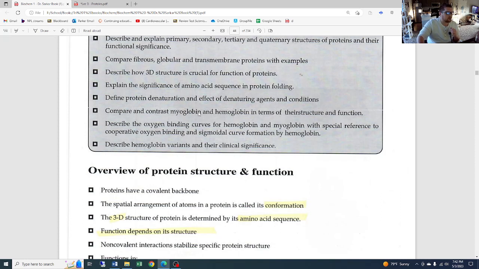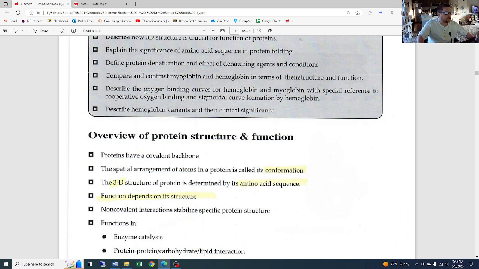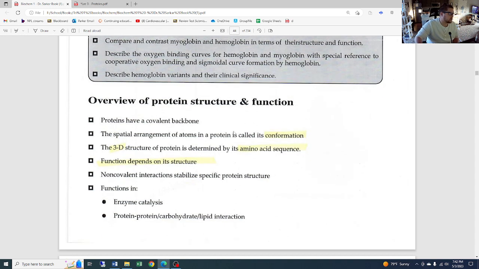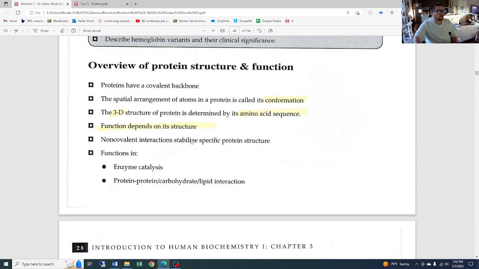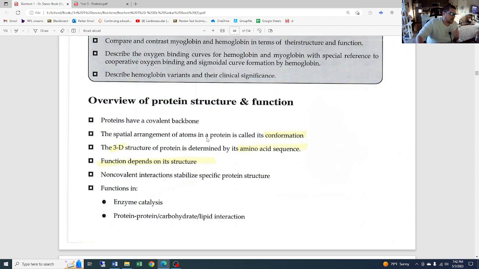Comparing and contrasting myoglobin and hemoglobin, we'll talk all about those guys. And then oxygen binding curves for those as well. And then the hemoglobin variants and their clinical significance. We'll just touch on that as well. Okay, so talking about the overview of protein structure and function.